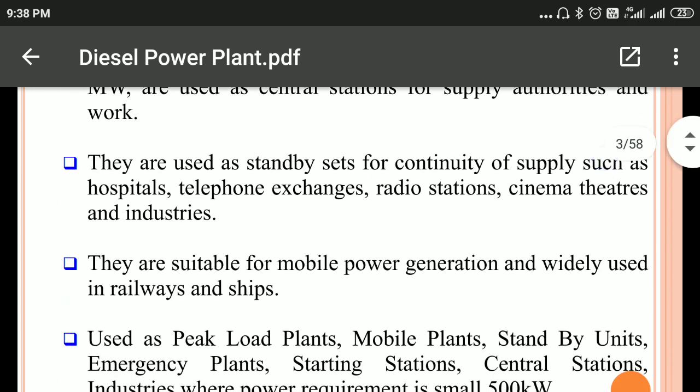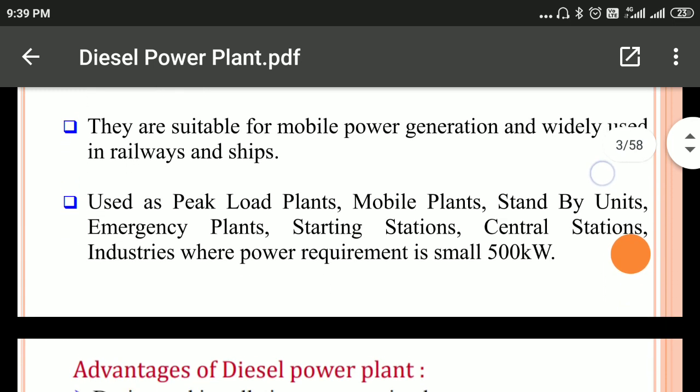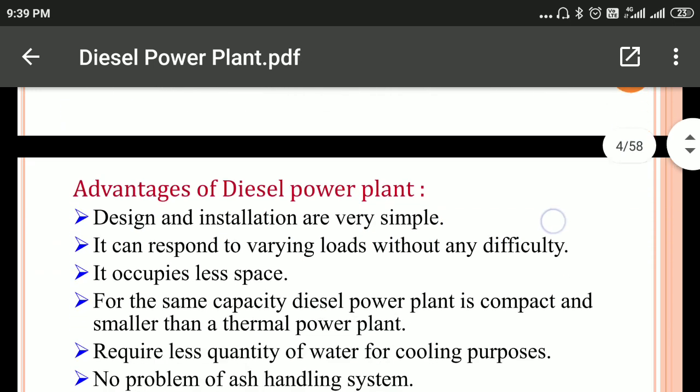They are suitable for mobile power generation and widely used in railways and ships. This diesel power plant is a mobile type, so we can use it at more than one location. Again, it is used for peak load plants, mobile plants, standby units, emergency plants, and starting stations, and for industries where power requirement is less than 500 kilowatt. Emergency plants are also called quick response power plants. As compared to others, this is a quick response power plant.